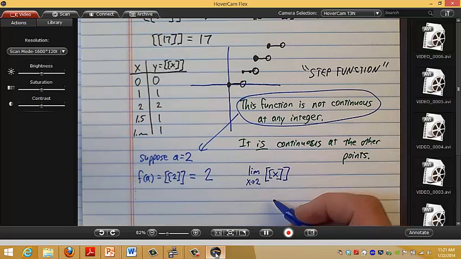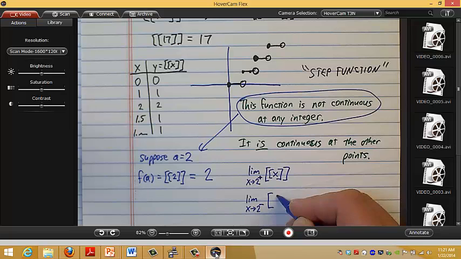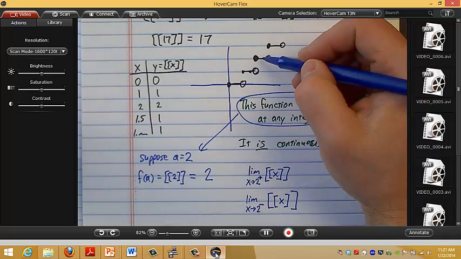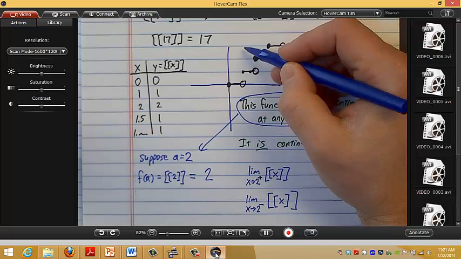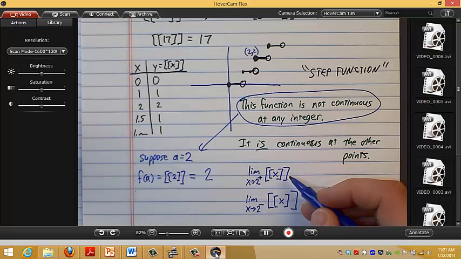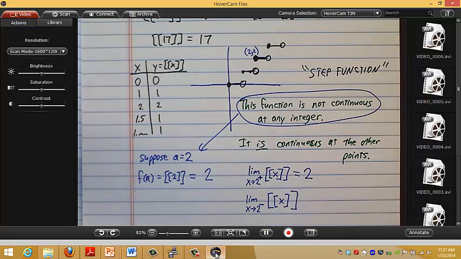But I'm going to do something. I'm going to put a little plus sign up here. And that means what? Approach it from which side? That means from the right. And if I put a minus sign here, that means approach it from which side? From the left. So if I approach from the right-hand side, right, I'm right here. This is the point 2, 2. The outputs are all equal to 2 if I'm coming from the right-hand side.